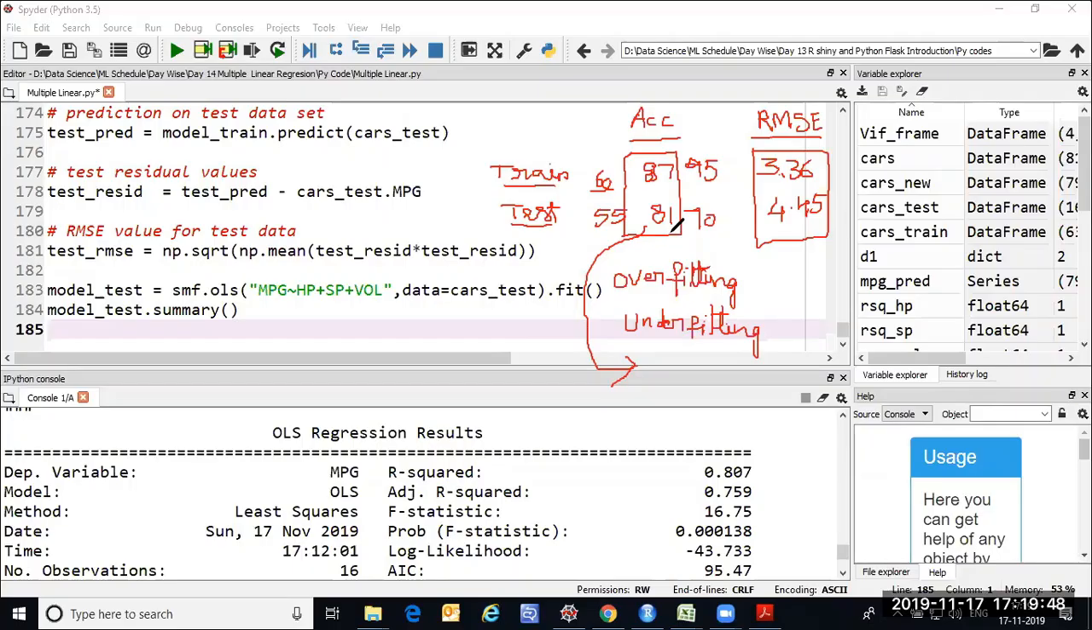Let's just assume. So that means my model is not overfitted or specific to the training data. It is still performing well on other data which is not used for training. Am I clear? So that is an ideal model that you should have, which is called a generalized model.